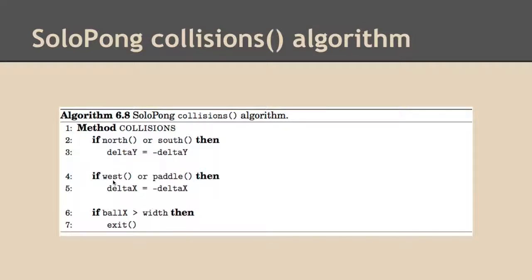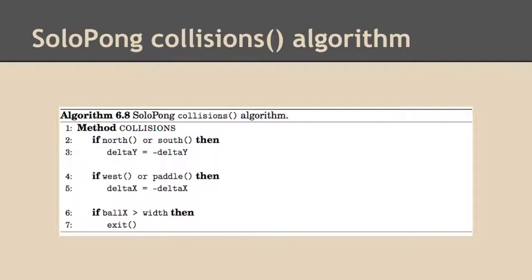Likewise, if we run into the west wall or the paddle, we want the ball to bounce in the x direction, so we'll invert the sign of the delta x variable. And finally, if we lose, if the ball goes past the east side of the screen, that is, the ball's x coordinate is greater than the width of the screen, then right now the program is just going to exit.